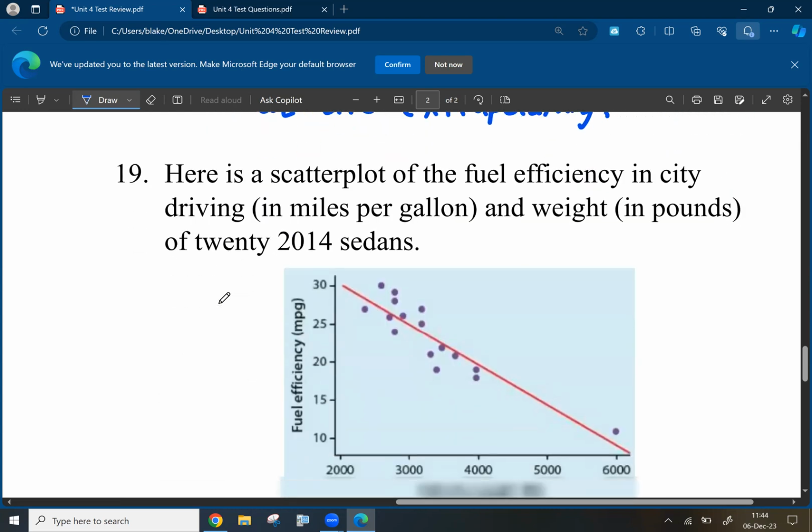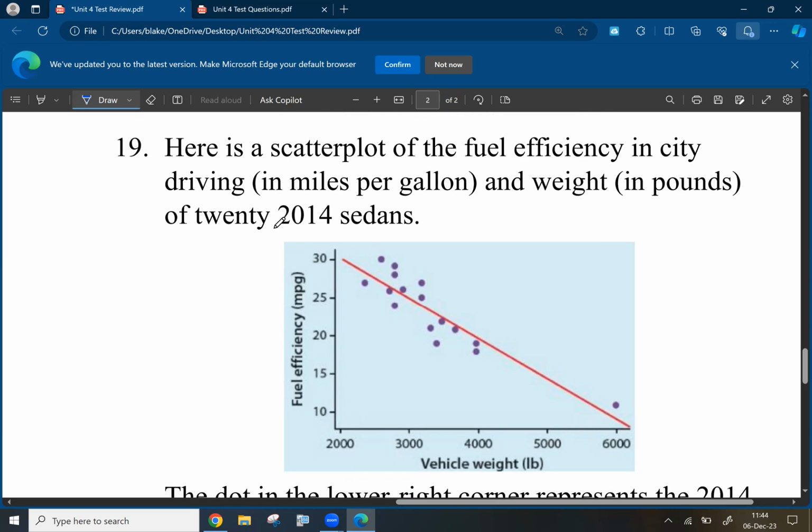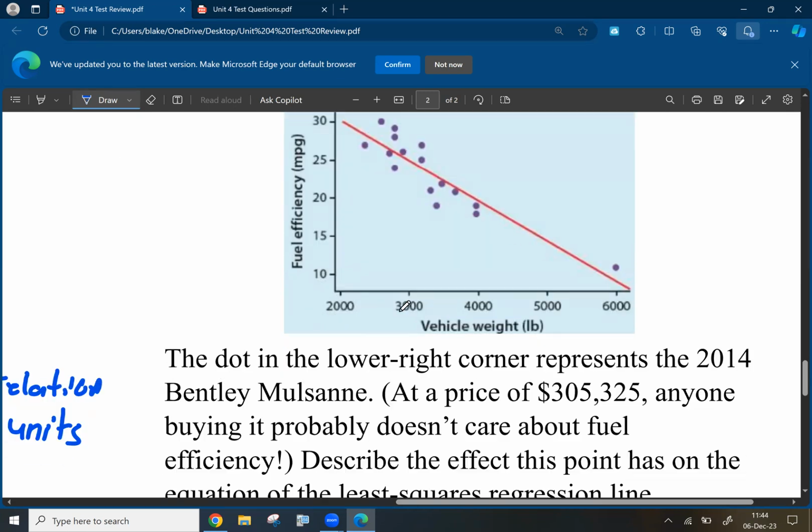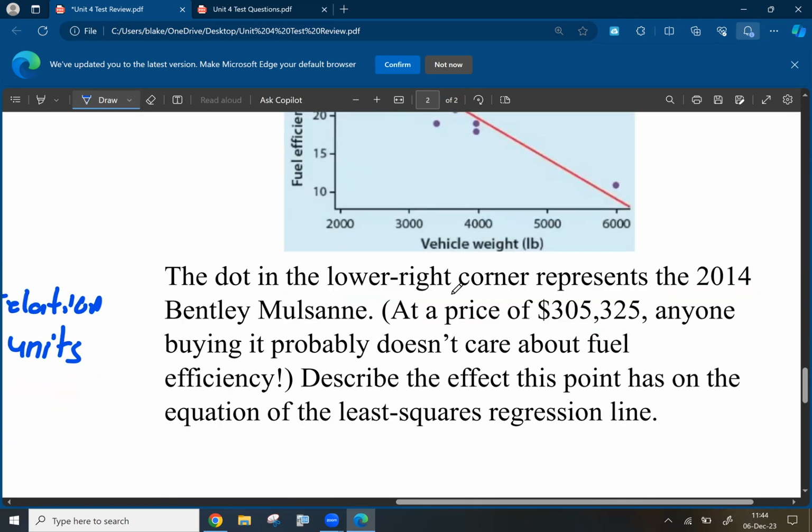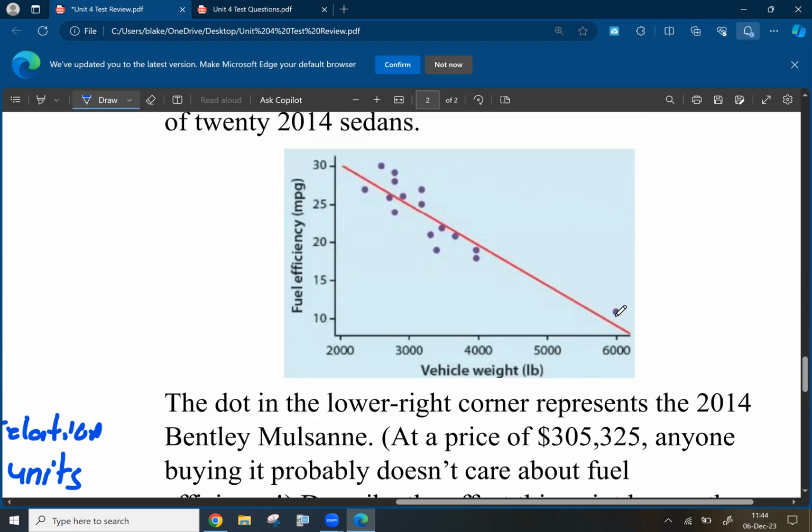All right, number 19. I gotta hustle this out. So here's a scatter plot of the fuel efficiency in city driving, miles per gallon, and weight in pounds of 2014 sedans. So 20 different sedans from the year 2014. The dot in the lower right corner represents the 2014 Bentley Mulsanne at the price of $305,000. Anyone buying it probably doesn't care about fuel efficiency. Correct. Describe the effect this point has on the equation of the least squares regression line.